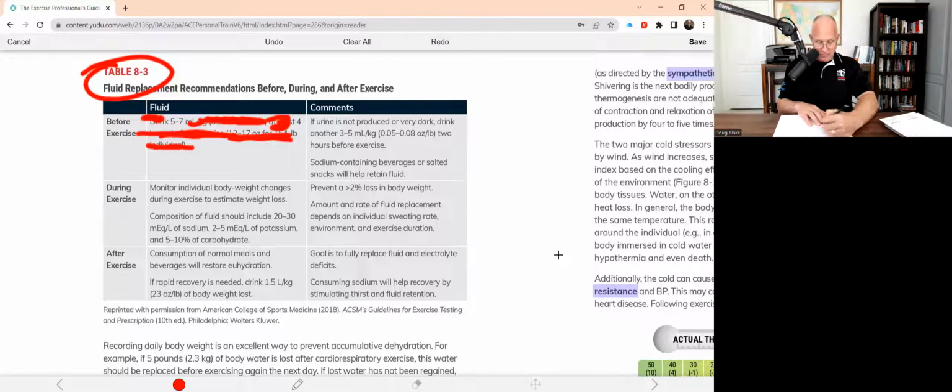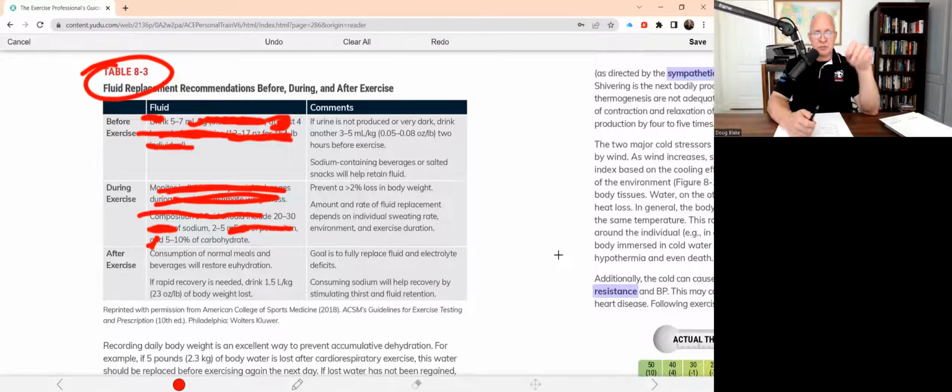Why? Because on a question, if they ask you a question related to this, they're already going to give you this. They're going to tell you milliequivalents, potassium, milliequivalents, blah, blah, blah, 5 to 10% carbohydrate. Get it? Composition of fluid. Monitor individual weight loss changes during exercise. 20 to 30 sodium, 2 to 5 potassium, 5 to 10% carbs. Get that? That's how I'm memorizing this chart.